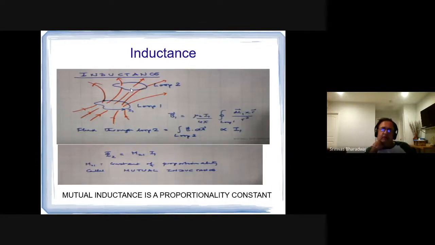That relationship is called a constant. The two are proportional, right? Clearly proportional. So the more the current, the more the flux, right? So the constant that relates the two is said to be mutual inductance.